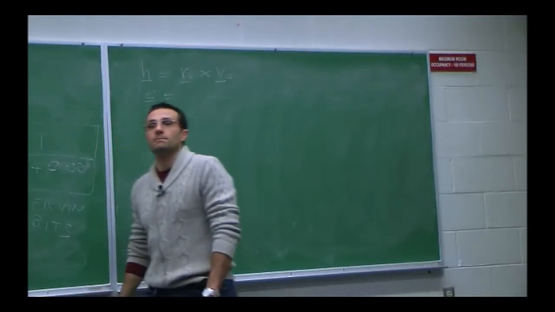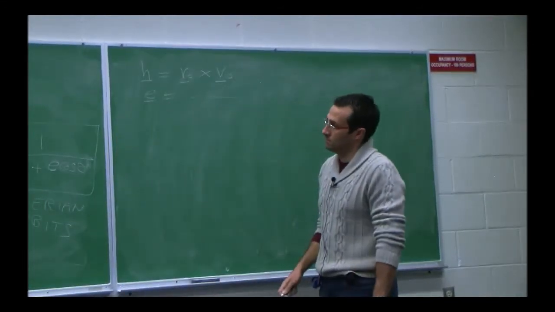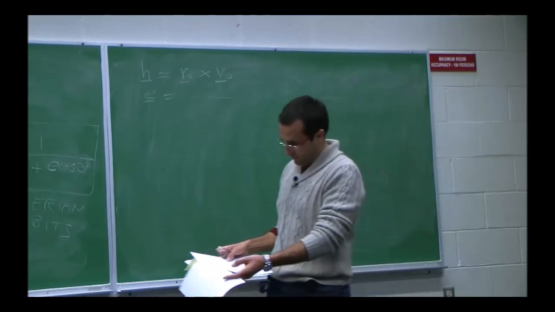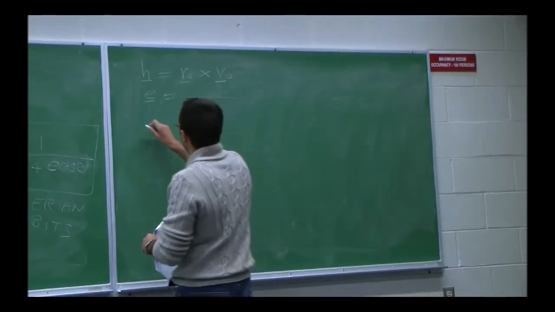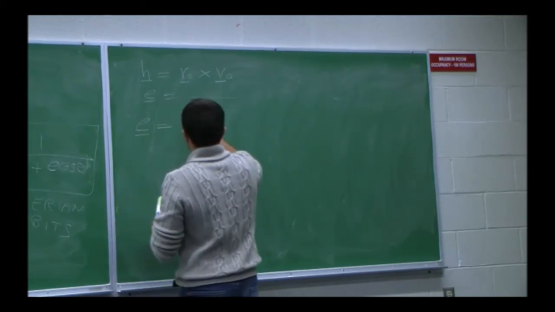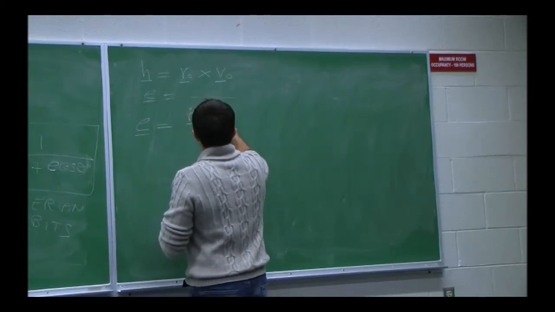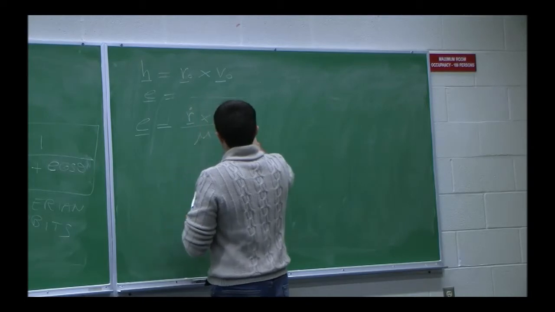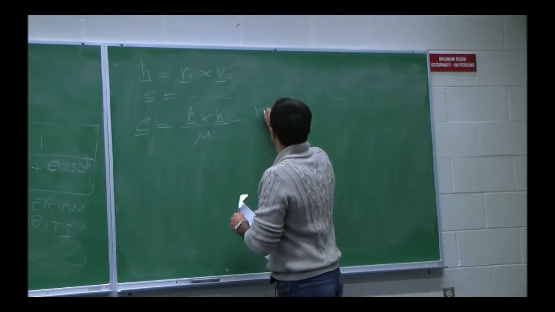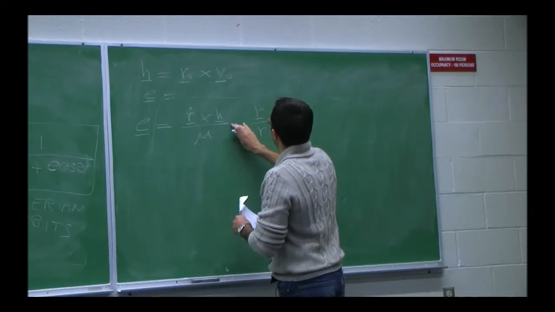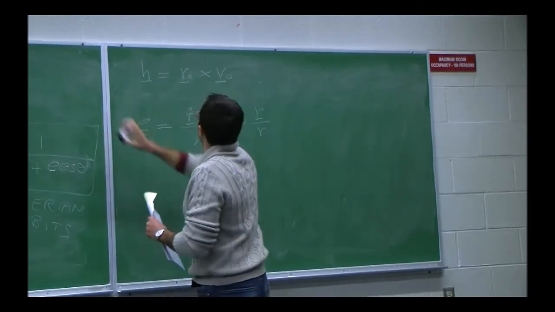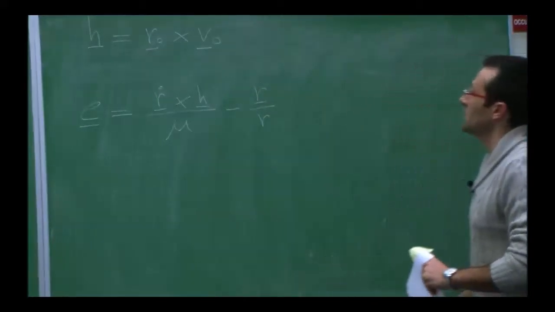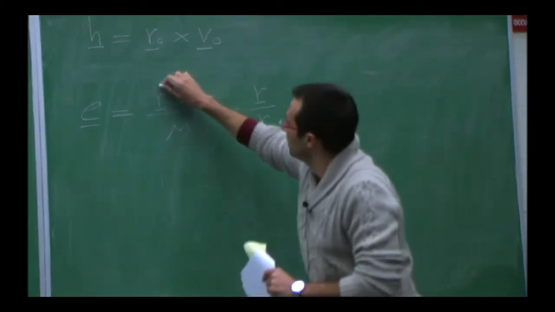Sorry, yes? Can you actually write down the expression for E? Again? Did I erase it? I don't think you ever wrote it. The only thing we have is C over mu. Well, E is R dot cross with H over mu minus R over R. Thank you. Yeah. I thought I did. Maybe I missed it. That's your eccentricity vector, C over mu.